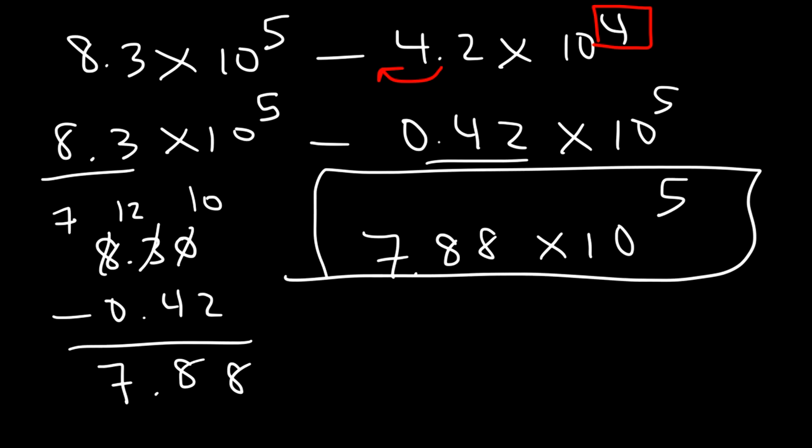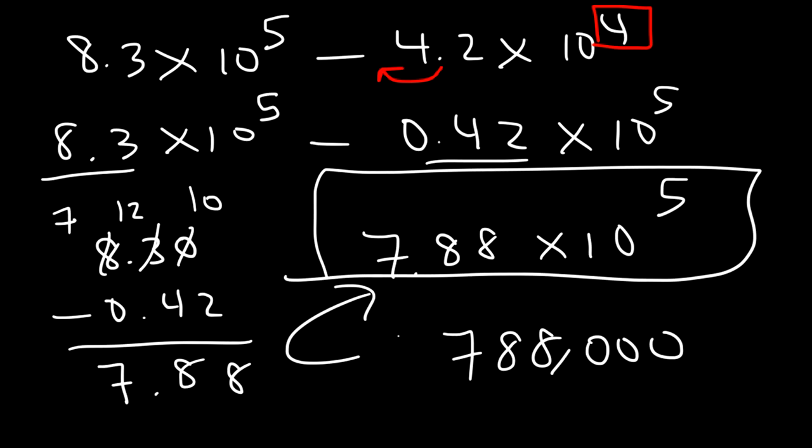And if you're not sure about your answer, you can always check with the calculator. If you type in 8.3 times 10 to the 5 minus 4.2 times 10 to the 4, it gives you 788,000, which is the same as 7.88 times 10 to the 5th. 10 to the 5th is 100,000. Now let's try one more example.